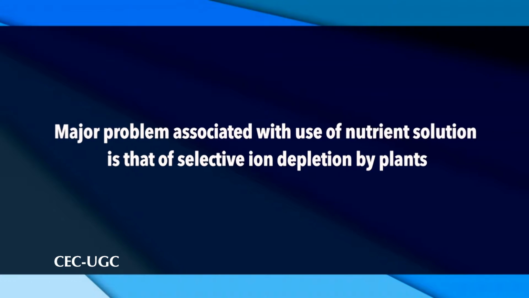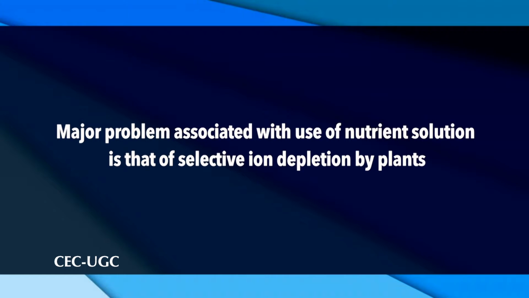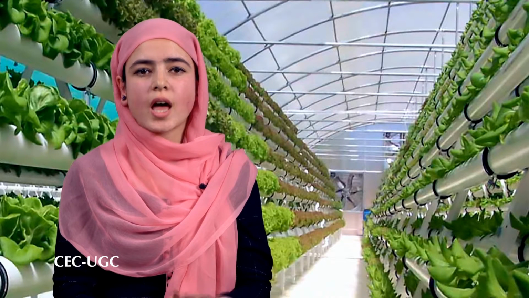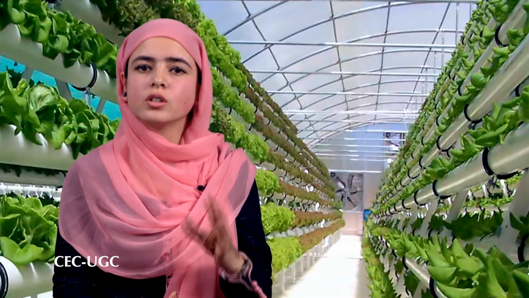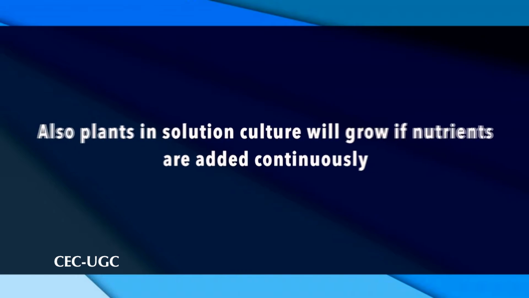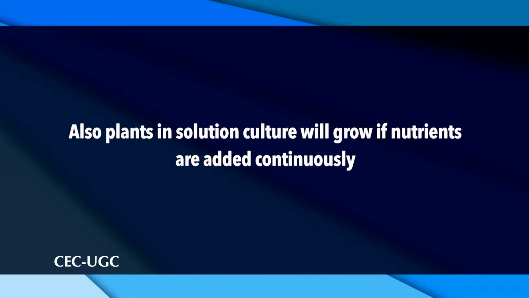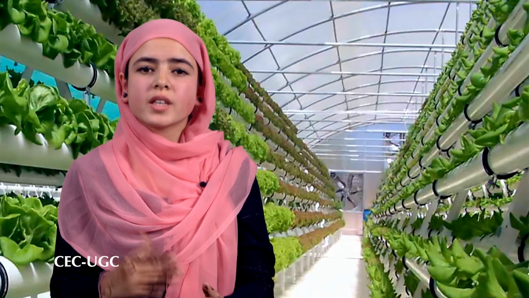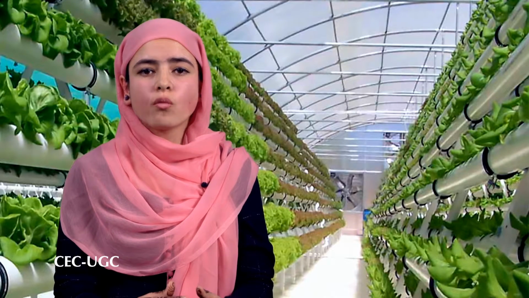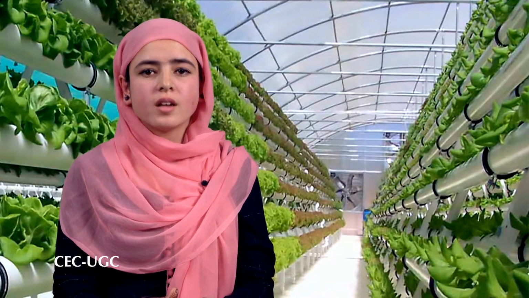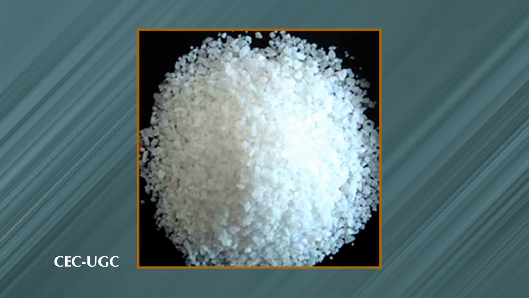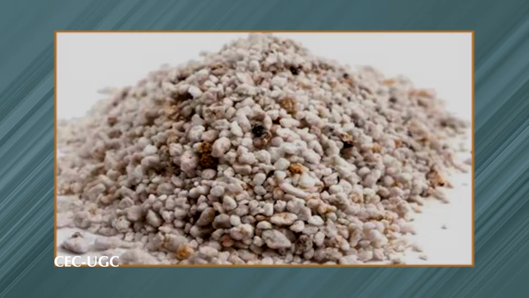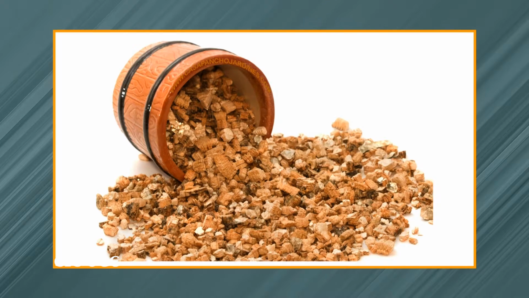The major problem associated with the use of nutrient solution is that of selective ion depletion by plants. This leads to pH change and poses major restriction to growth of plants. Also, plants in solution culture will grow only if nutrients are added continuously. These problems can be avoided by the use of non-nutritive media such as acid washed quartz sand, perlite and vermiculite.